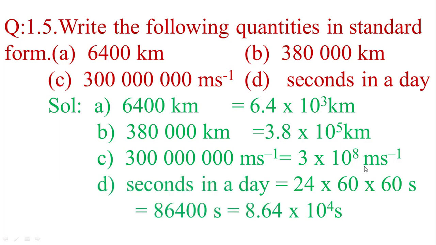Similarly, we can solve seconds in a day. We write 24 hours, 60 minutes and 60 seconds. Multiplying all quantities gives 86,400 seconds. The decimal place moves from the last to the first digit, here 4 digits: 1, 2, 3 and 4. The final answer is 8.64 multiplied by 10 raised to the power 4 seconds.